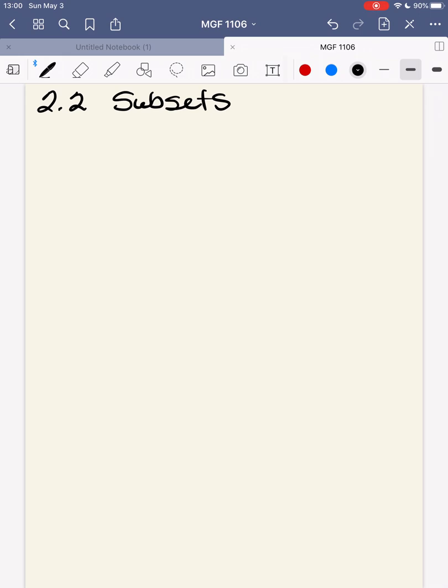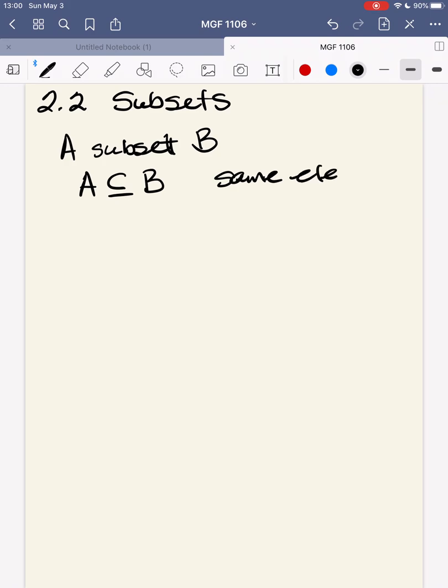So if set A is a subset of a set B, we use this notation. Okay? This means that every element in A is an element in B. So they should have the same elements, maybe in a different order, but they should have the same elements.